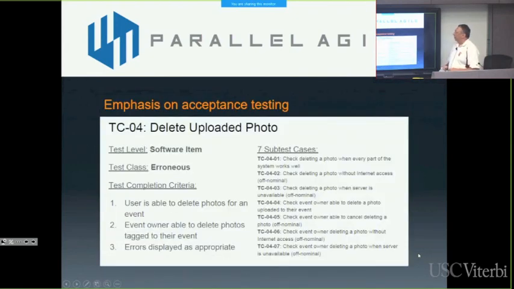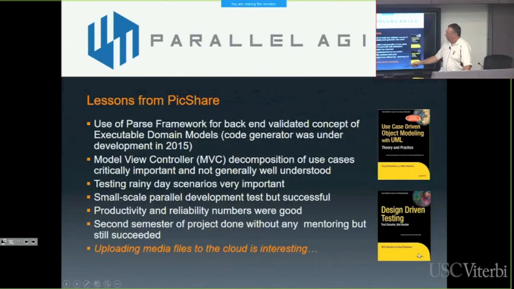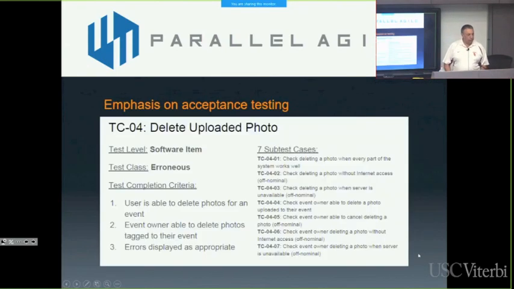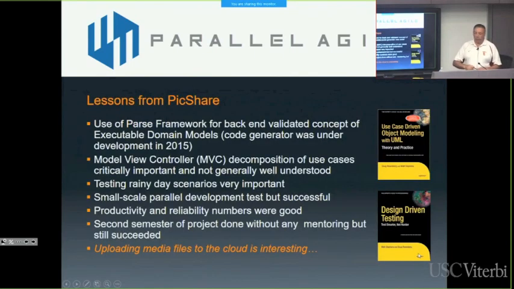One of the things we taught them was how to do the acceptance testing stuff. So this is one of their test cases. And you can see all these off-nominal cases here. The off-nominal cases were tested in their app, okay? That's something that when you go out in industry, you often don't see, right? They just do the sunny day scenario, ship it, and the off-nominal cases come in as hot fixes. That worked pretty good. Parse Framework sort of took care of the back end for you, so it kind of further validated this concept of executable domain models.